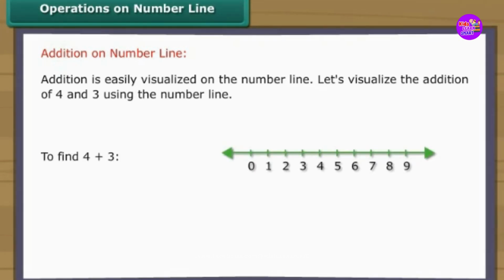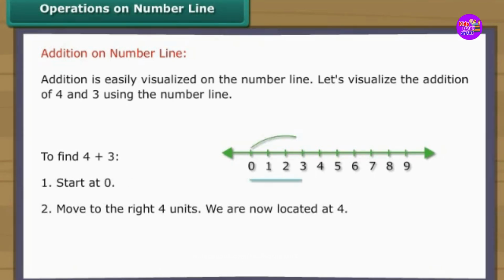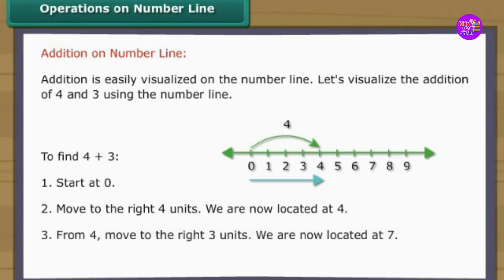To find 4 plus 3, 1. Start at 0. 2. Move to the right 4 units. We are now located at 4. 3. From 4, move to the right 3 units. We are now located at 7. Thus, 4 plus 3 is equal to 7.